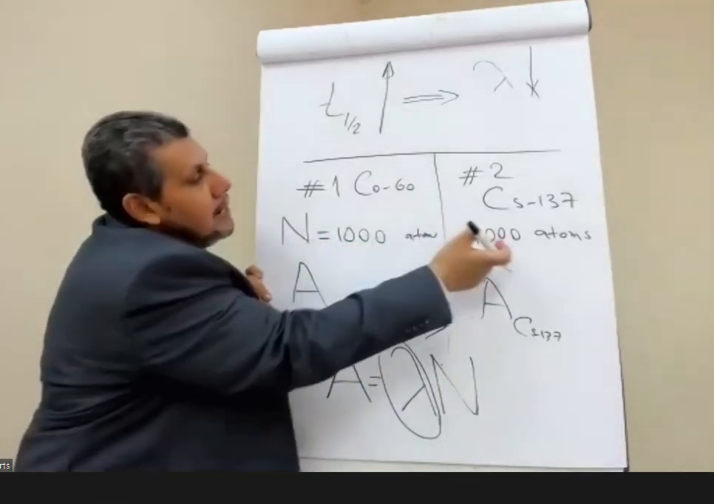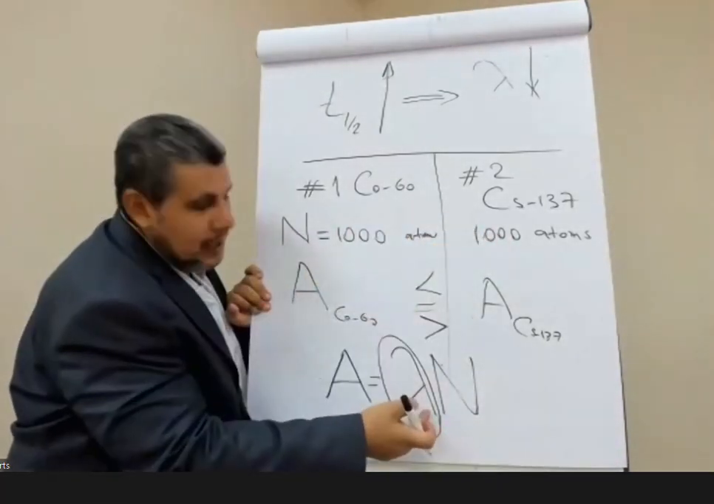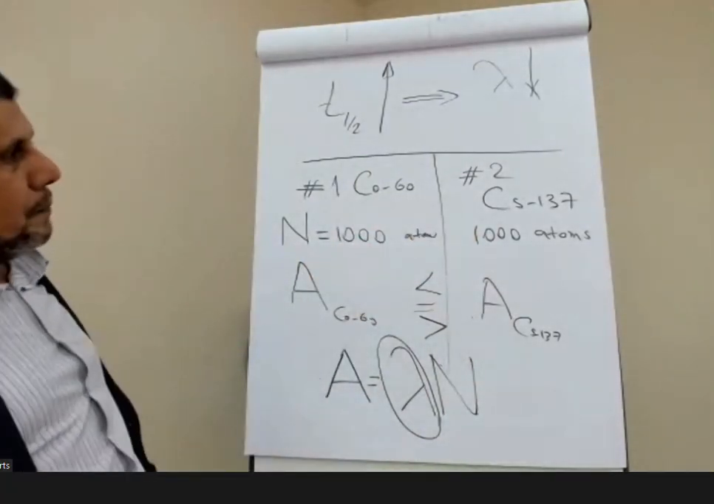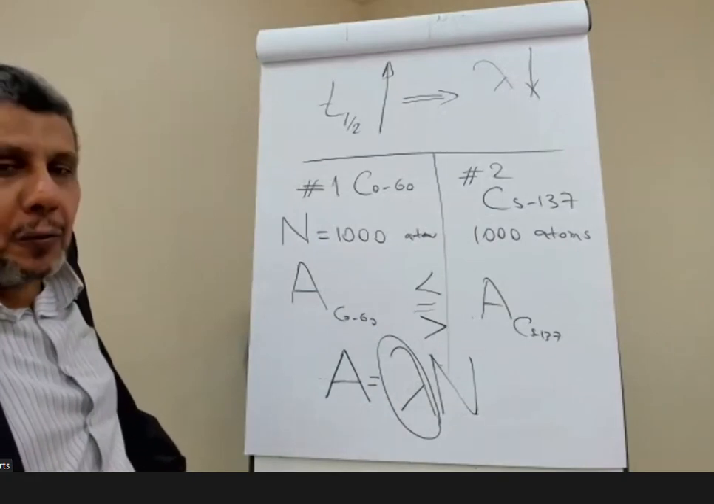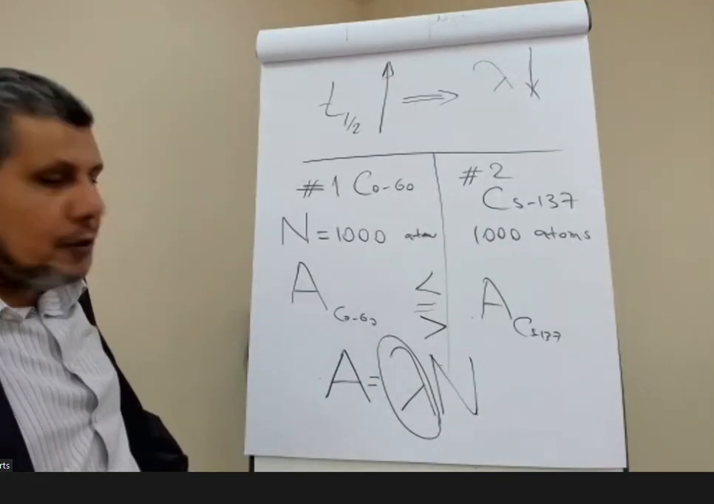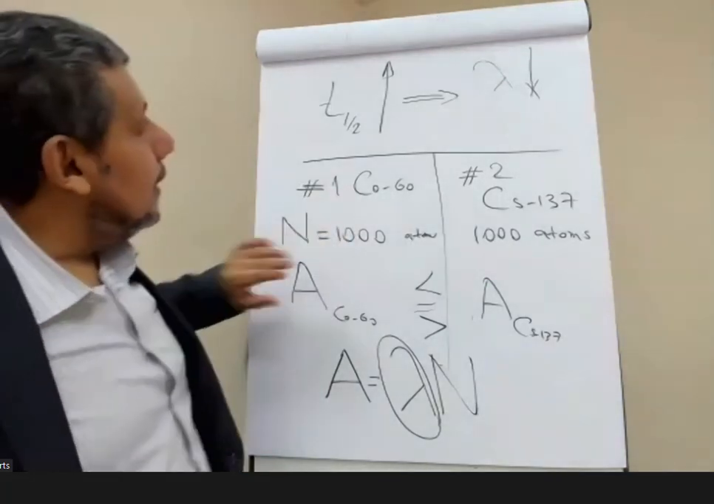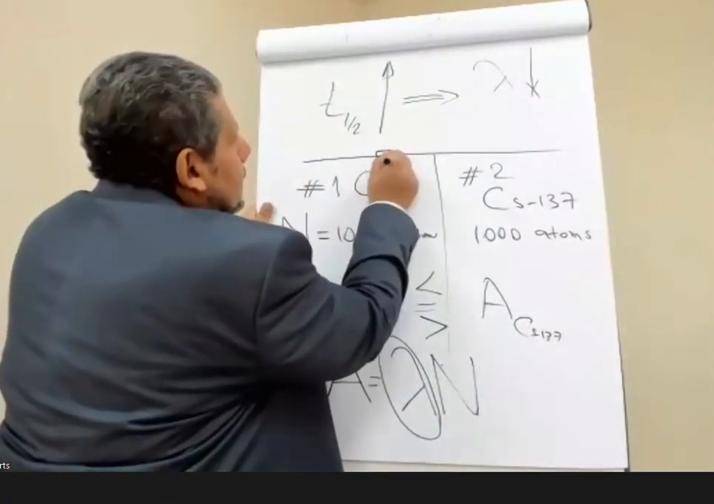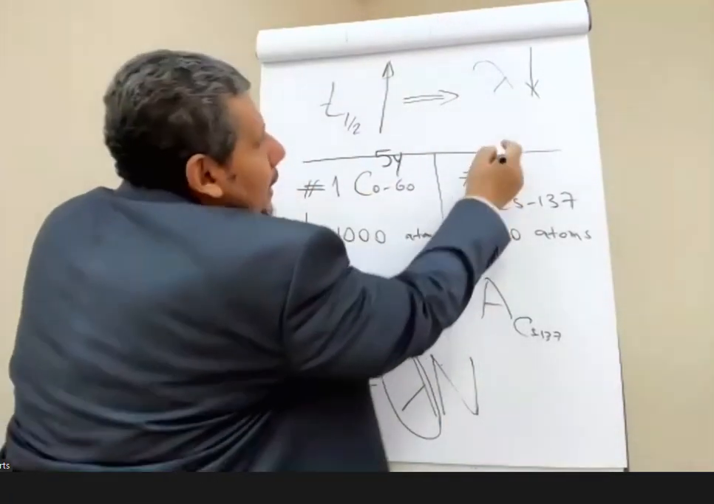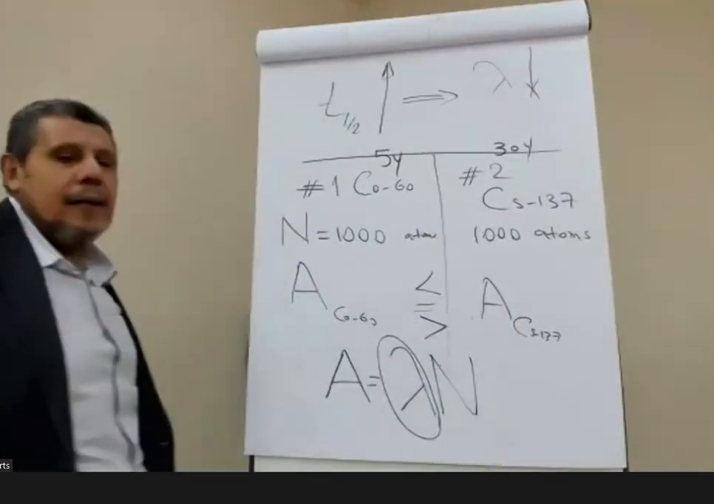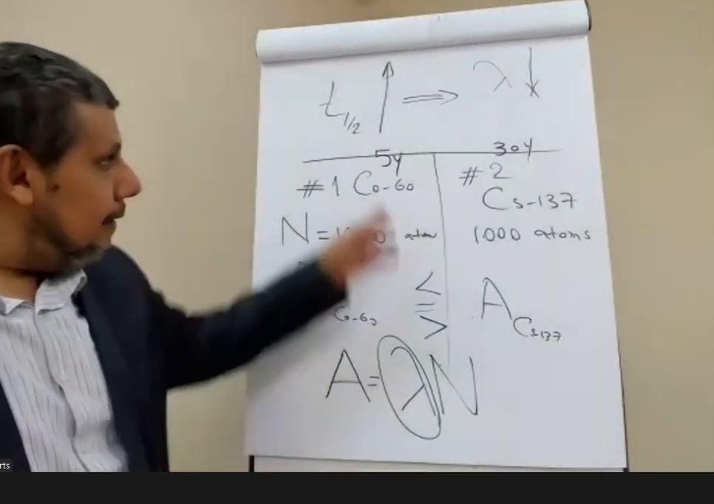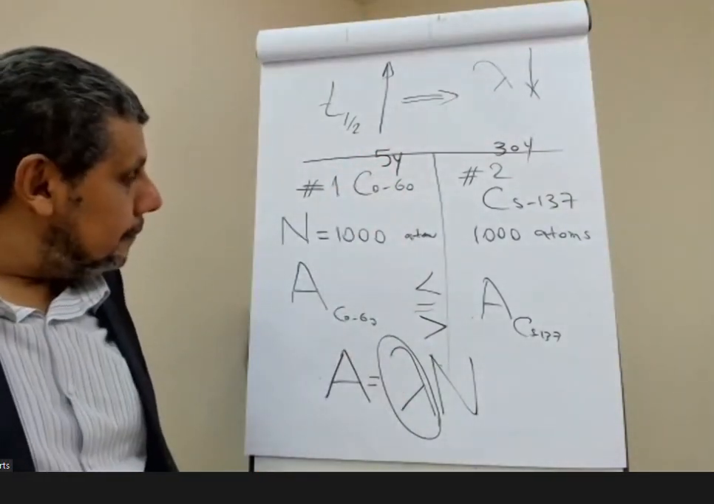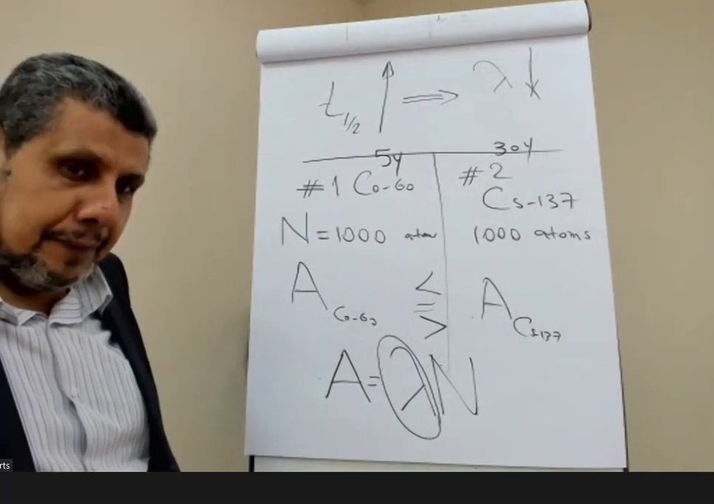Now, which one has higher lambda? Cobalt 60? We don't know. We need to know the half time. Remember, what is the half-life of cobalt 60? 5 years, 5.5 years. Yes, if we have the half time, we can calculate it. The half-life of cesium here is 30 years. Now, which one has higher activity? Cobalt 60.